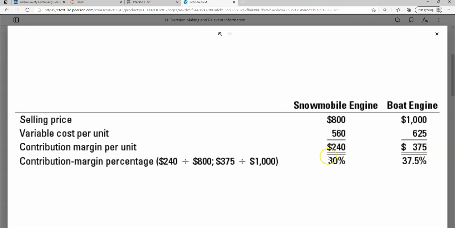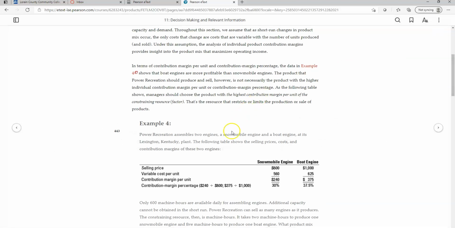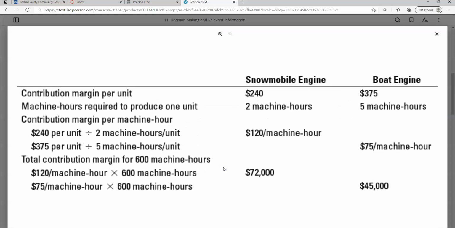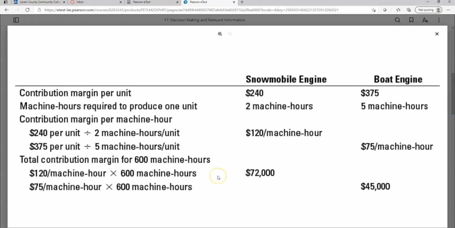So based on the contribution margin per unit, if we're going to say $375, boat engine, we should focus on boat engines. But what is the actual contribution margin per unit of constraining resources? And let's take a look here, because that may or may not change our decision. Now, we have some basic information here that we're given. Contribution margin per unit, $240 for a snowmobile engine, $375 for the boat engine.